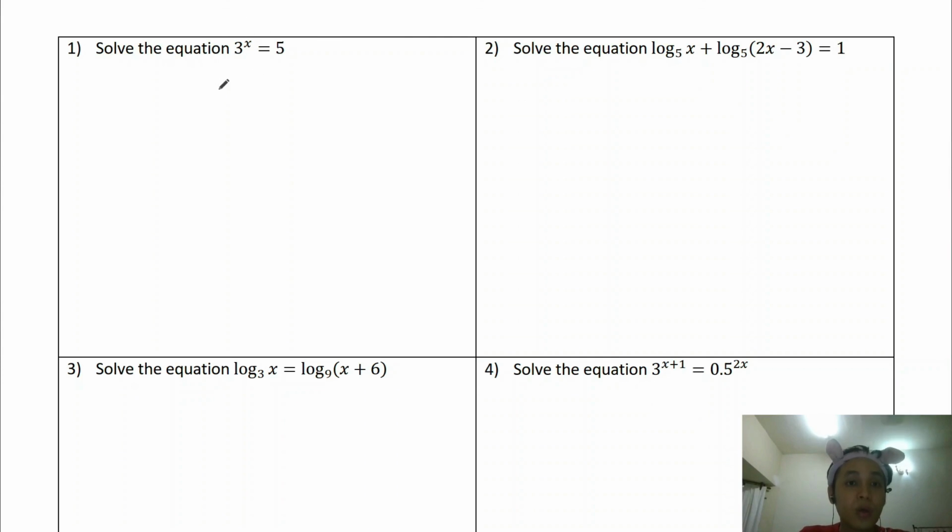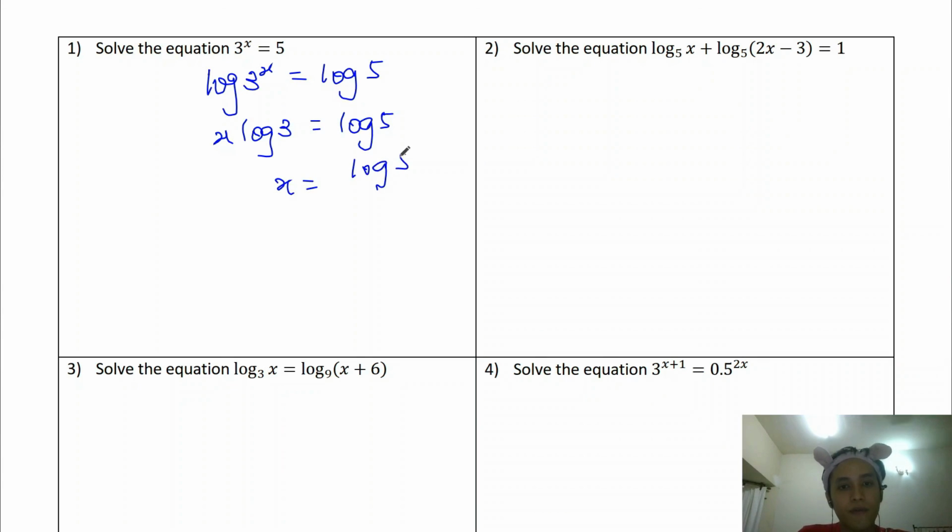So let me just show you. Right, so let's say for example this one, log 3^x equals log 5. So this x I can bring in front. Okay, and then I can just solve this. Log 5 divided by log 3. So just punch your calculator. Alright, so you should be able to get your answer.